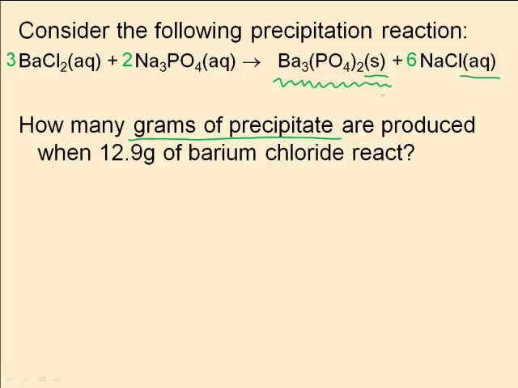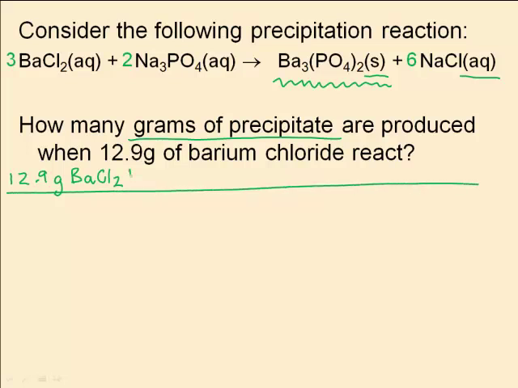So to start our calculation, as always, we write down the number, the unit, and the formula that they give us. First, we need to convert from grams of barium chloride to moles, using its molar mass on the bottom. The molar mass of barium chloride is 208.23 grams.